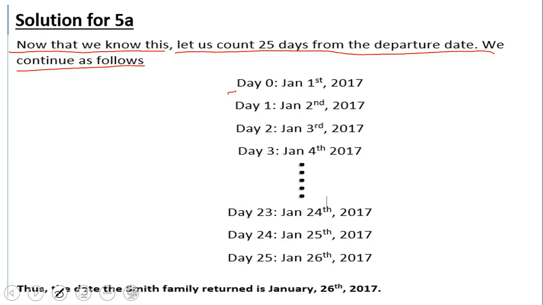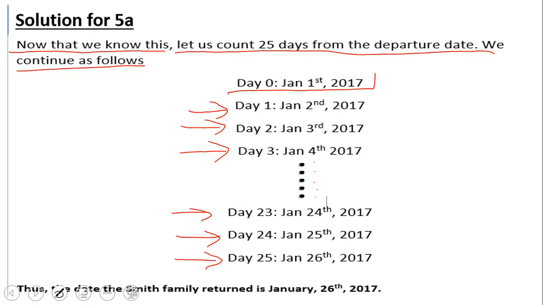So day 0 is going to be January 1st. Day 1 is January 2nd. Day 2 is January 3rd. Day 3 is January 4th. And if we continue in that manner, we have that day 23 is January 23rd. Day 24 is January 25th. Day 25 is January 26th.